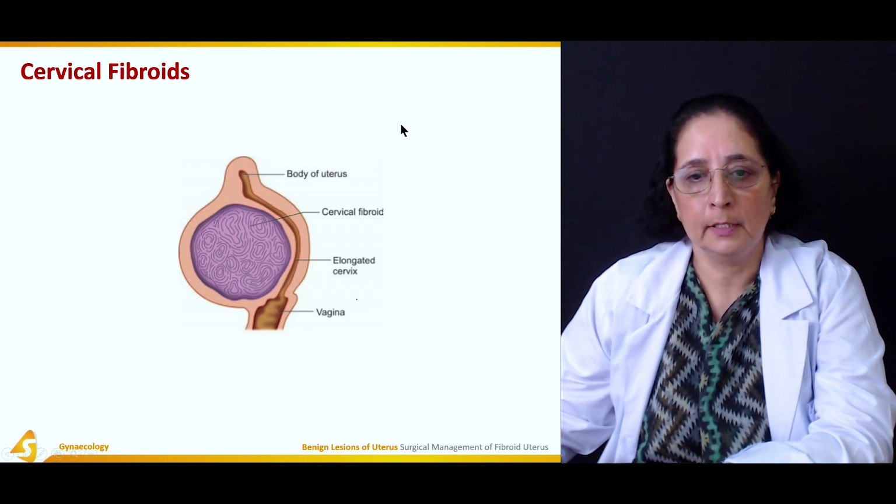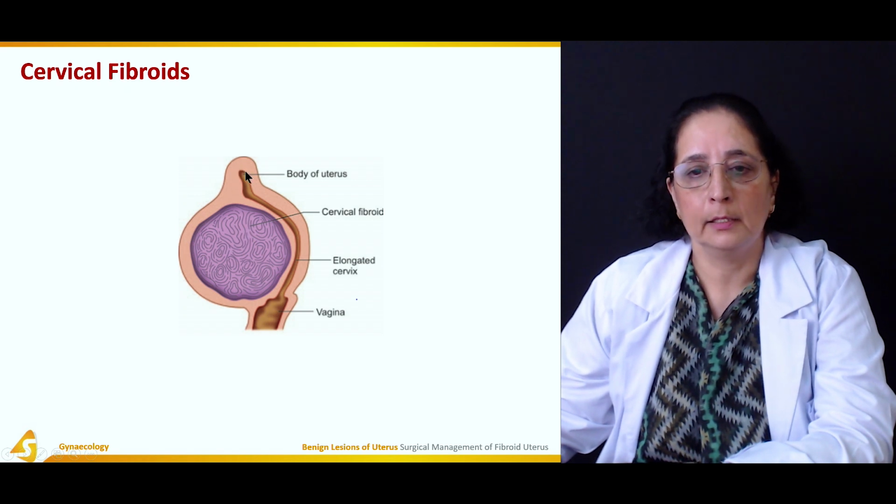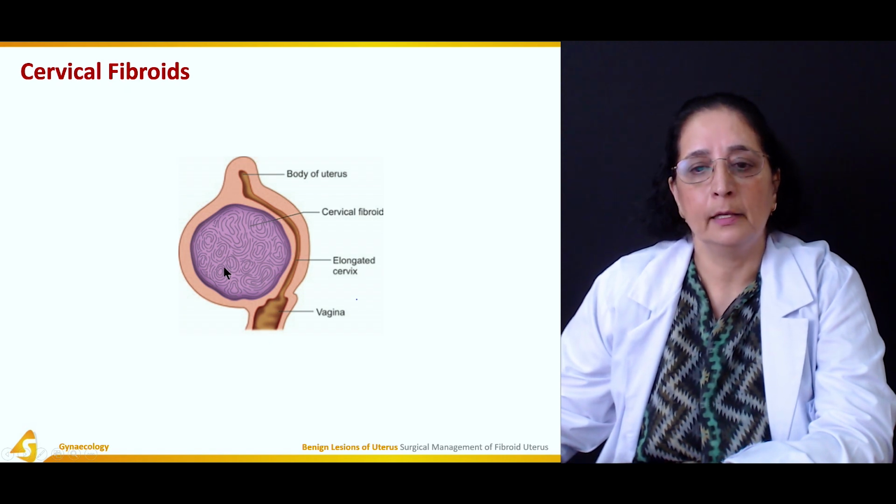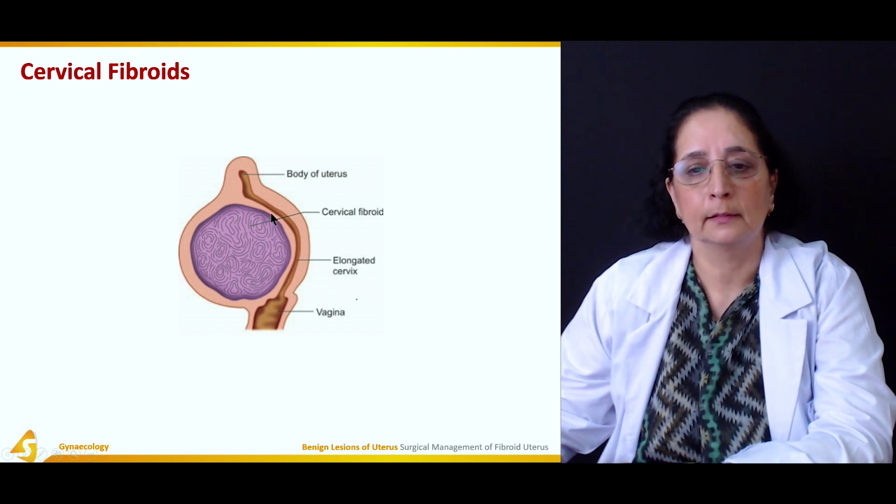Cervical fibroid, this is the picture of cervical fibroid. This is the body of the uterus. Then there is the elongated cervix, vagina, and this is the fibroid present in the cervix.